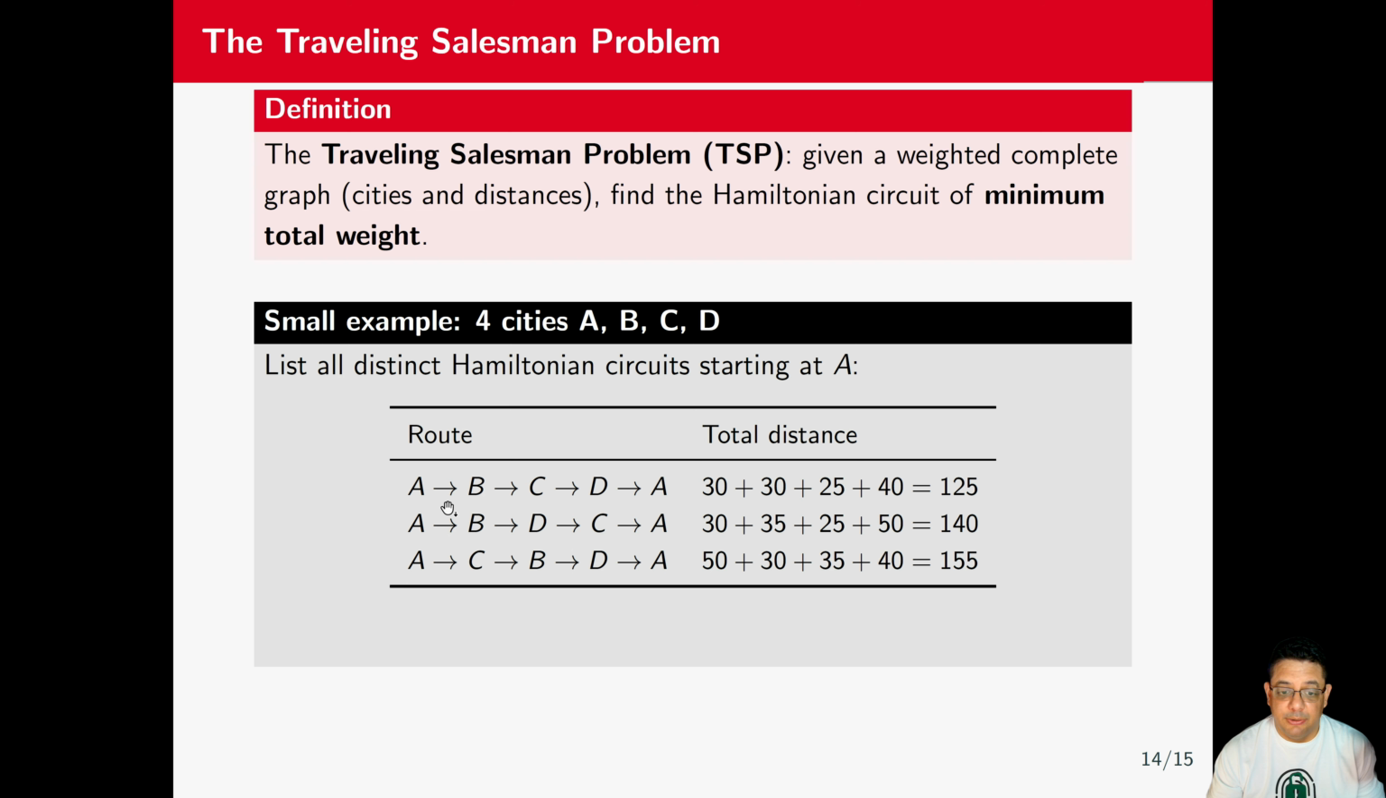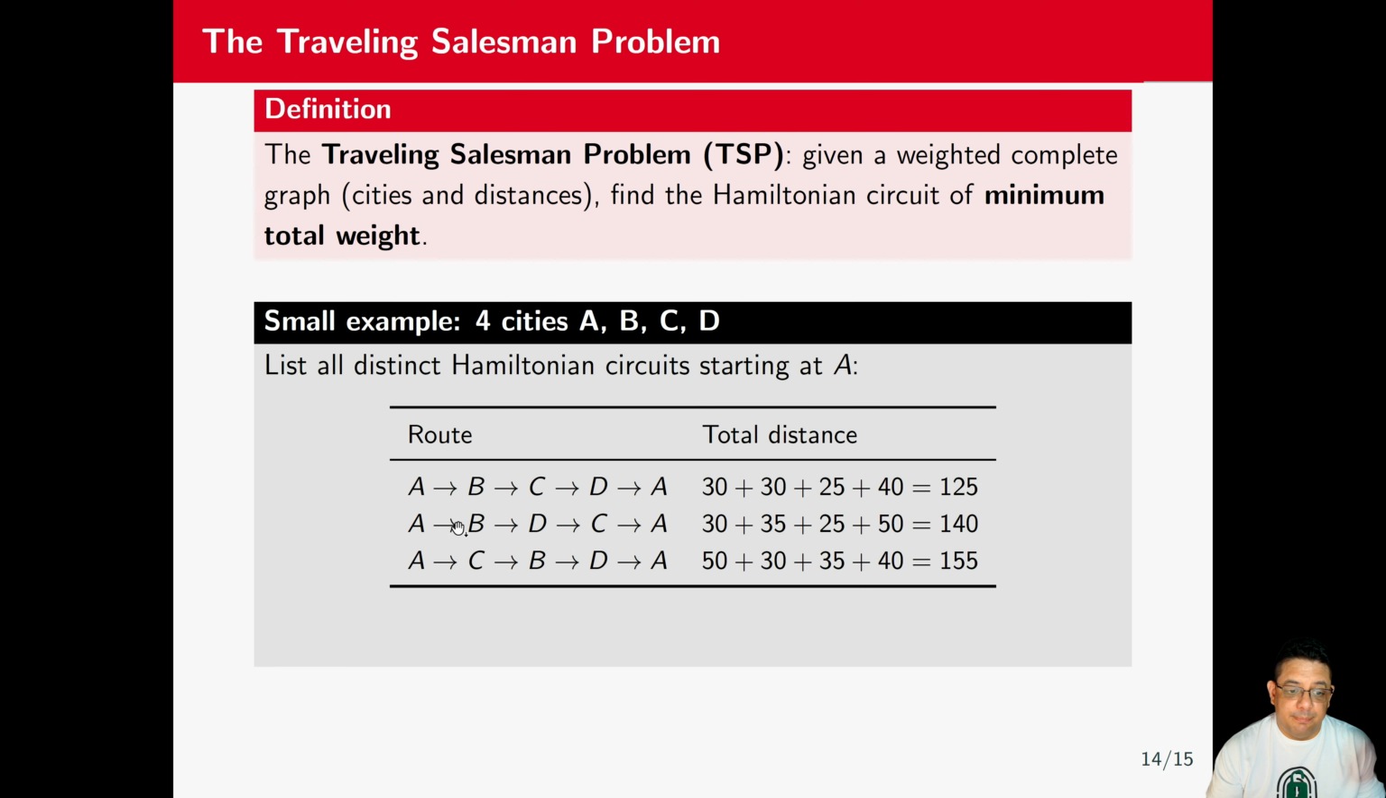And so we can go with the route A to B, to C, to D, and then back to A. The distance between A and B is 30. The distance between B and C is 30. The distance between C and D is 25. And the distance between D and A is 40. That route is going to give me a total distance of 125.